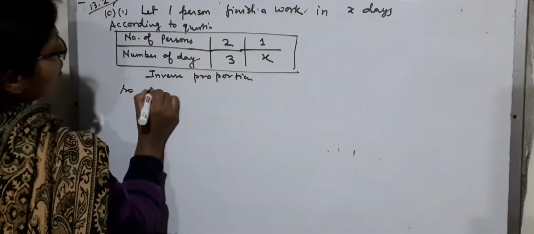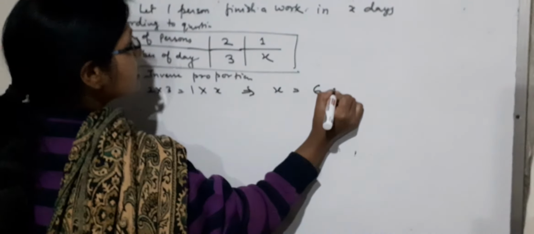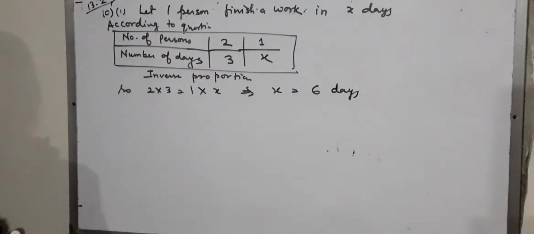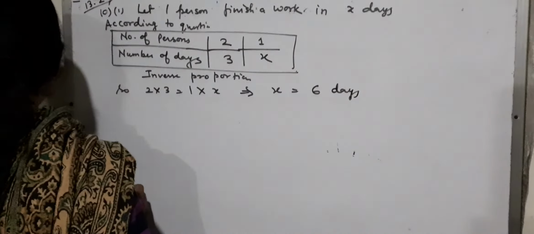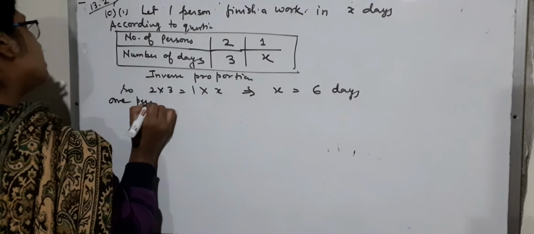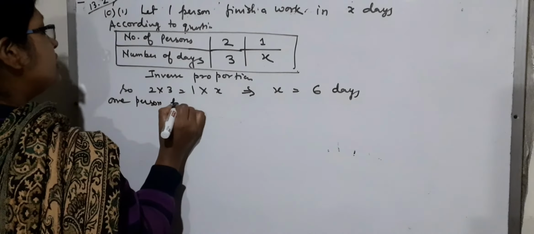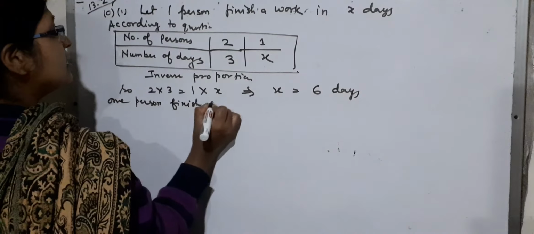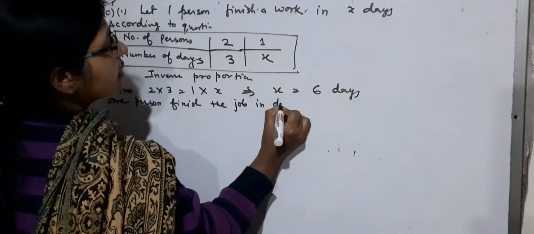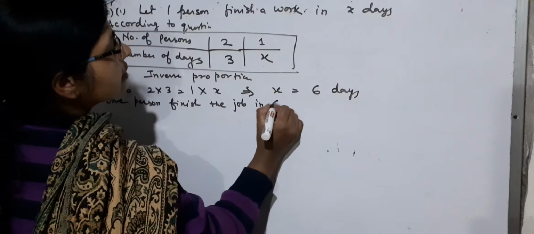So 2 into 3 is equal to 1 into X. This implies X is equal to 6 days. One person finishes the job in 6 days.